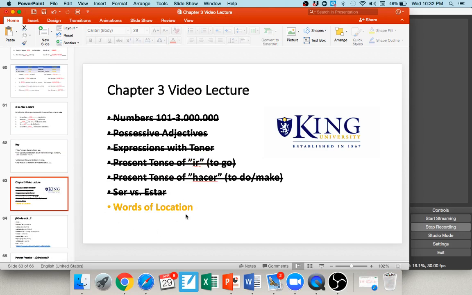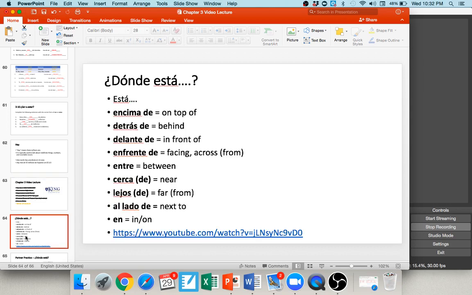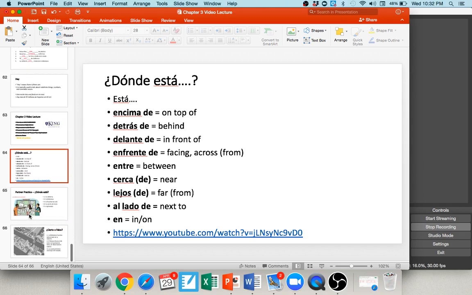There's one last thing that I've added here, and this is words of location. These are used a lot in this chapter, and I wanted just to show you a quick little helpful way to help you remember these. So these are some words that you see: encima de, on top of; detrás de, behind; delante de, in front of; enfrente de, facing or across from; entre, between; cerca de, near; lejos de, far from; al lado de, next to; or en, which just means in or on.